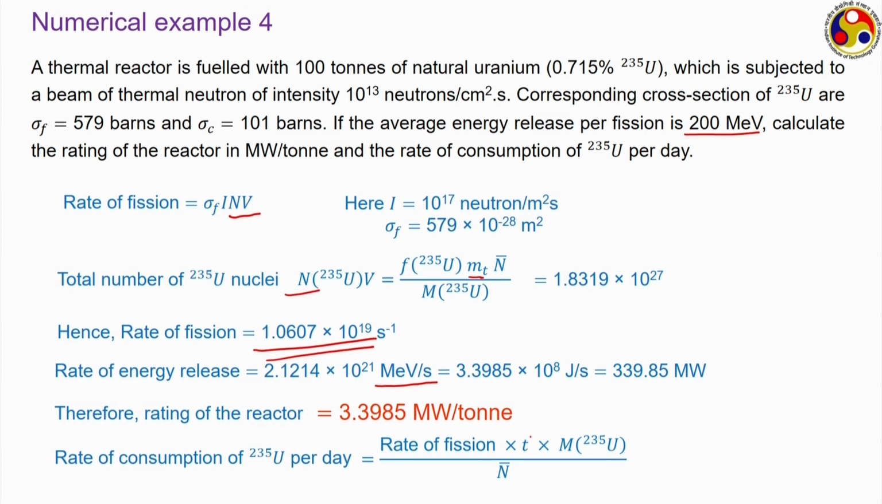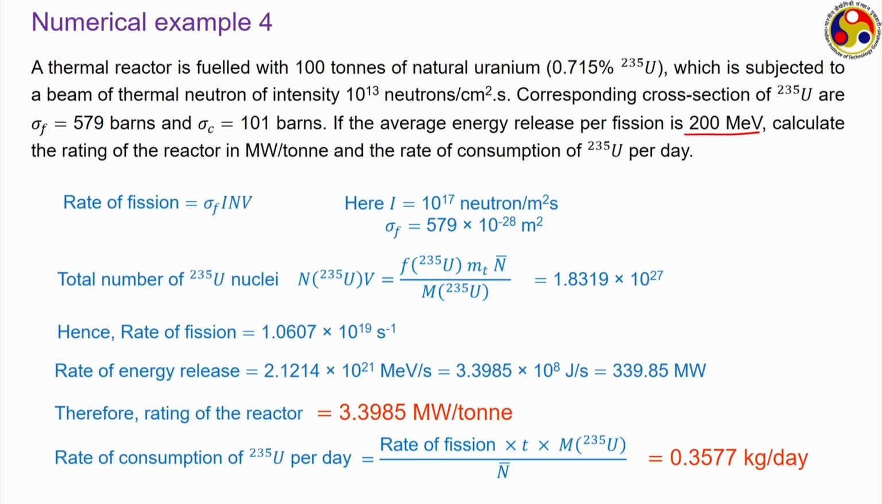In this case, time refers to 1 day, that is, here this time t is equal to 24 hours into 3600 seconds. So, once we put the numbers here, it is coming to be 0.3577 kg per day. That means, just spending 0.3577 kg of uranium 235 in 1 day, we are able to produce 339.8, that is about 340 megawatt of energy throughout the day. That is a huge fraction.